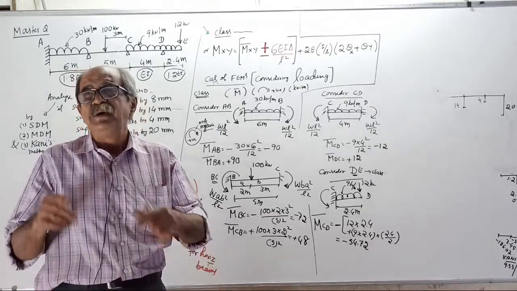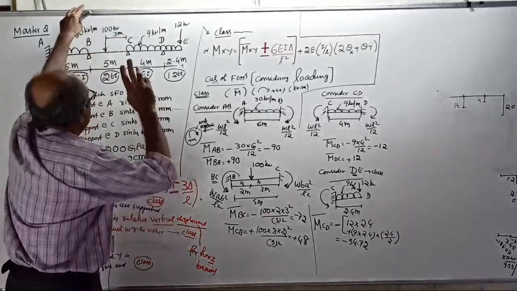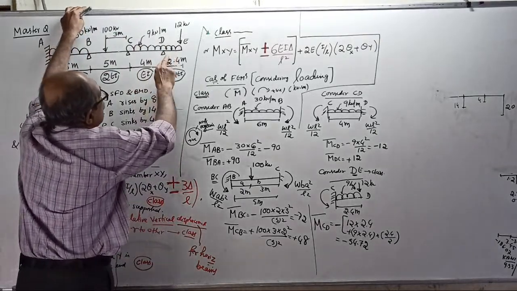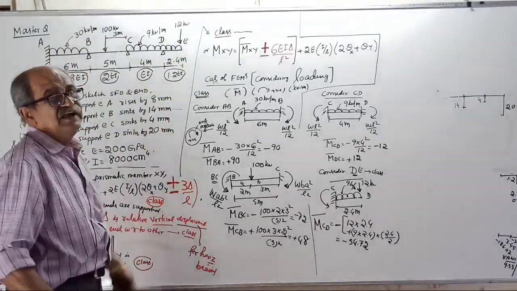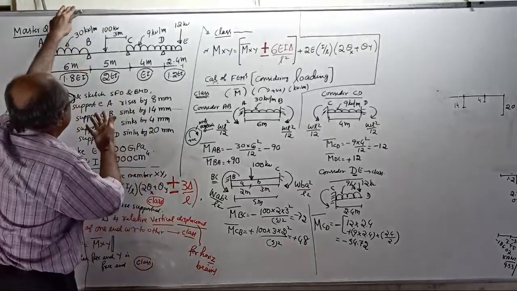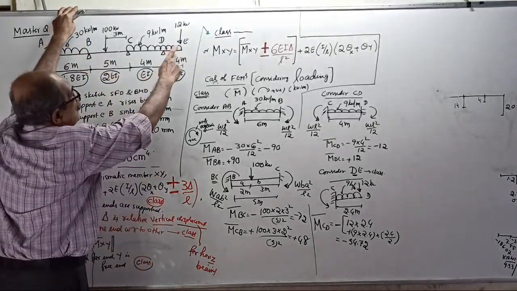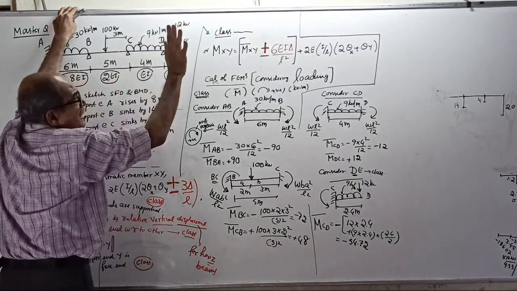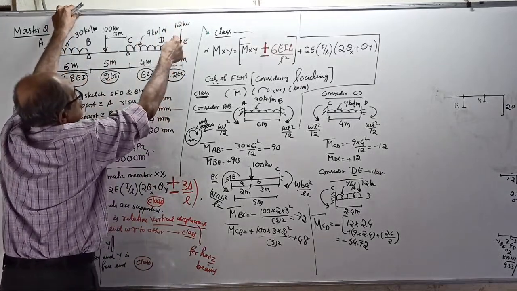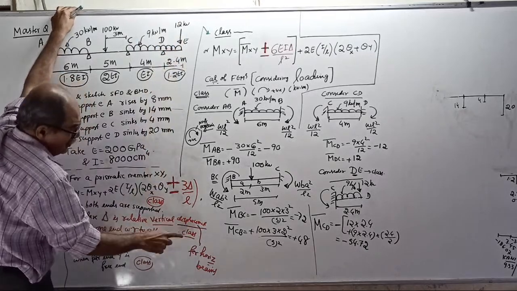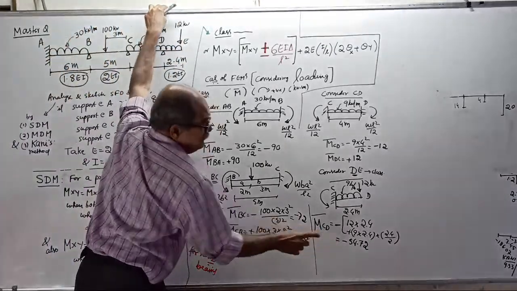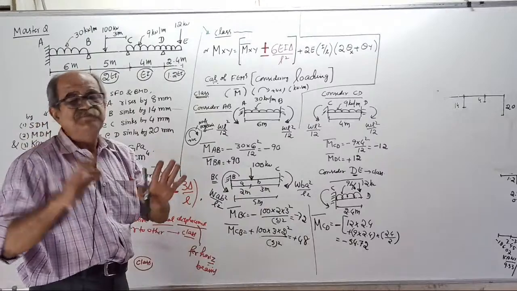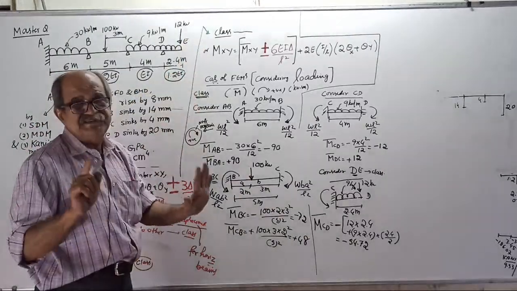Today is the master question, and in it I am including the overhang also, because there is a reason. These settlements have no effect on the overhang. The overhang portion has nothing to do with the settlement. So this moment will be, you know the answer, minus 54.72. It will remain the same. Anyway, let us solve systematically.